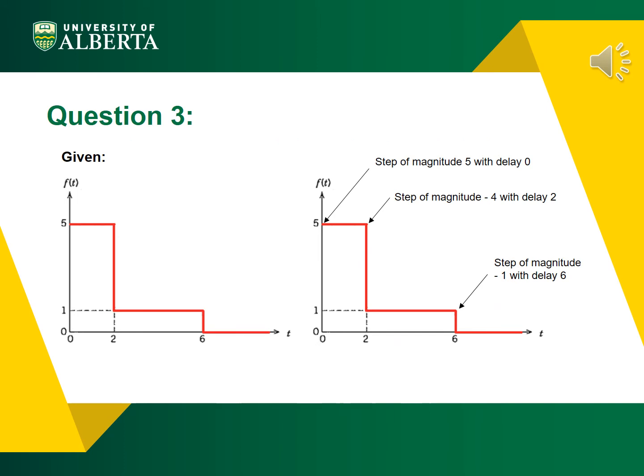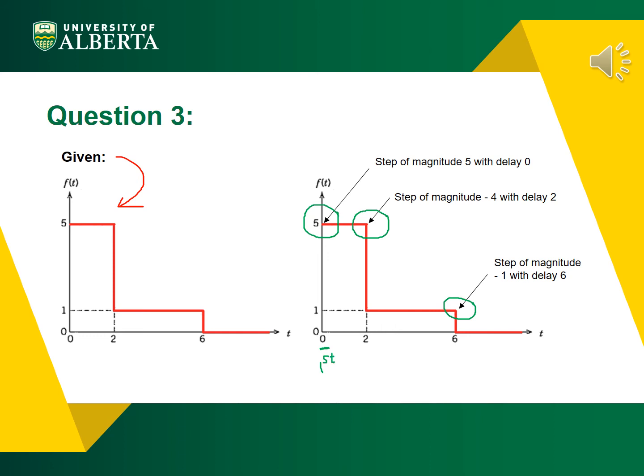So from the information given in the question, if I observe it very closely, I can see that there are 3 step changes. The first step of magnitude 5 is at time t equal to 0. So I can tell that the first step of magnitude 5 occurs with time delay 0.